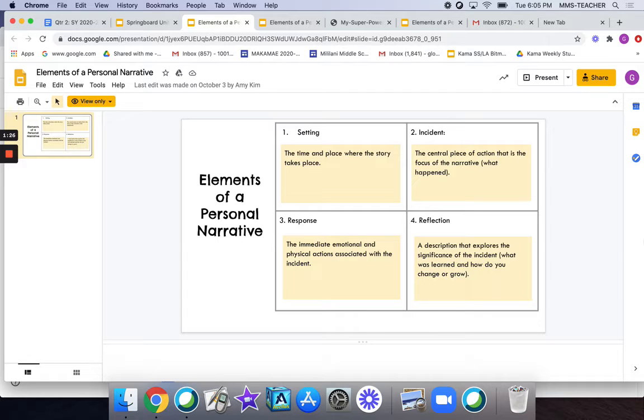First, the setting. When you take notes on the setting, it's the time and place where the story takes place. For the incident, it is the central piece of action that is the focus of the narrative, what happened. Response, the immediate emotional and physical actions associated with the incident. And reflection, a description that explores the significance of the incident. What was learned and how do you change or grow?